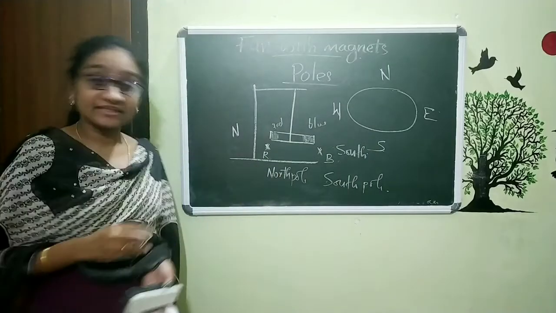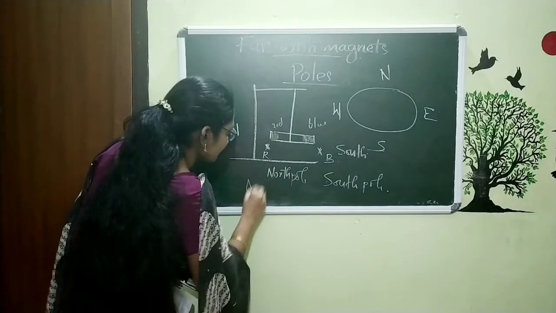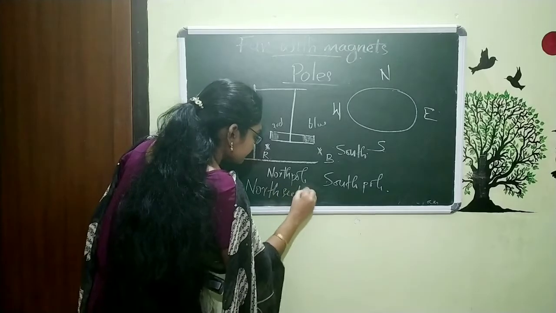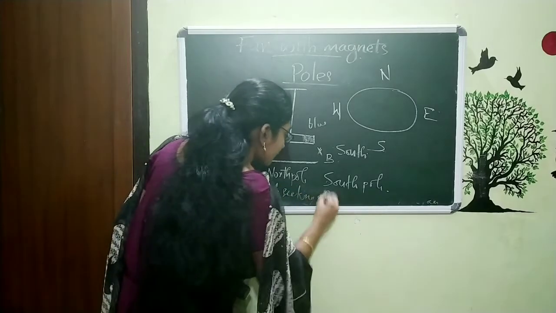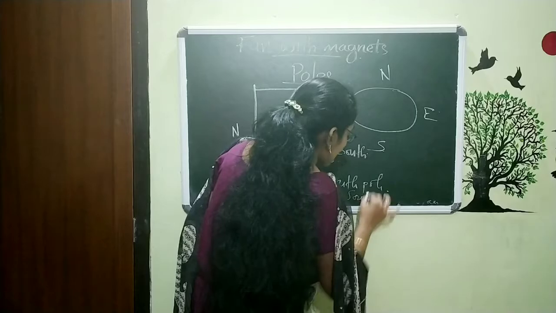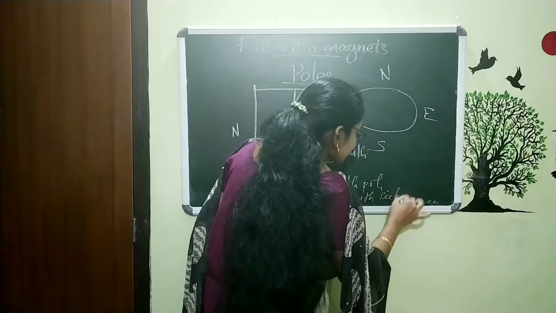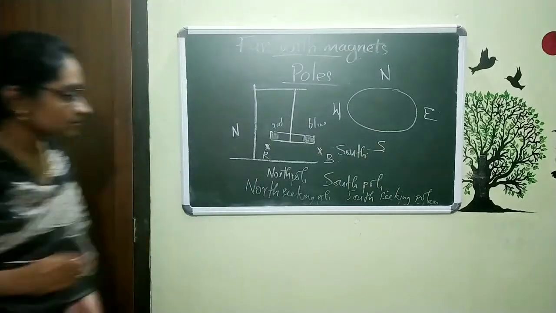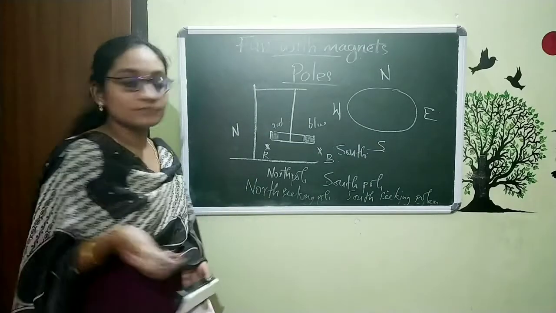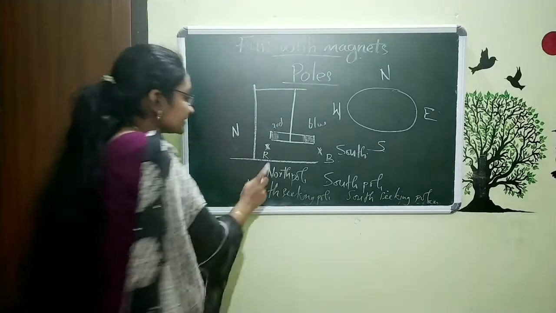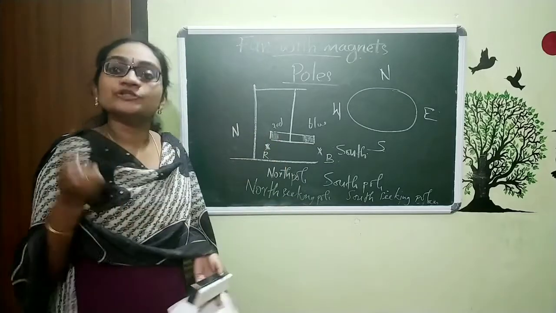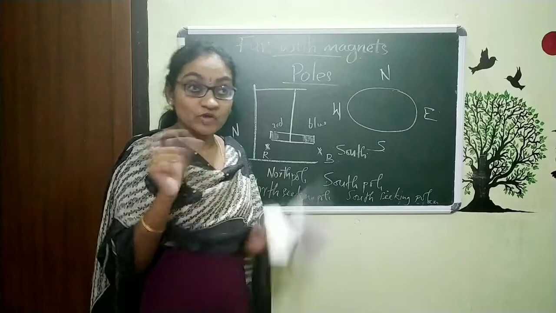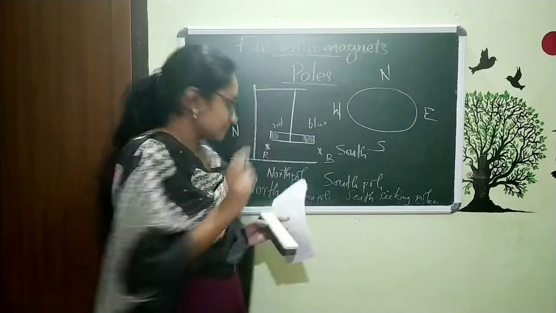And it is having another name, north seeking pole, and south seeking pole. The thing is this, north seeking pole and south seeking pole means this side always points to north and this side always points to south. Geographical south and geographical north.